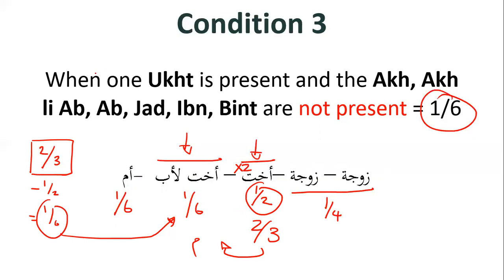And so let's read through the condition one more time. When one ukht is present, so that was just an extra bit there. So over here, how many ukhts are present? 1 ukht is present. And the akh, is the akh anywhere? No. The akh li ab, is the akh li ab anywhere? No. Abjad ibn anywhere? No. Bint, are any of them present? All of them are not present. Therefore, we will assign 1/6 to the ukht li abin.